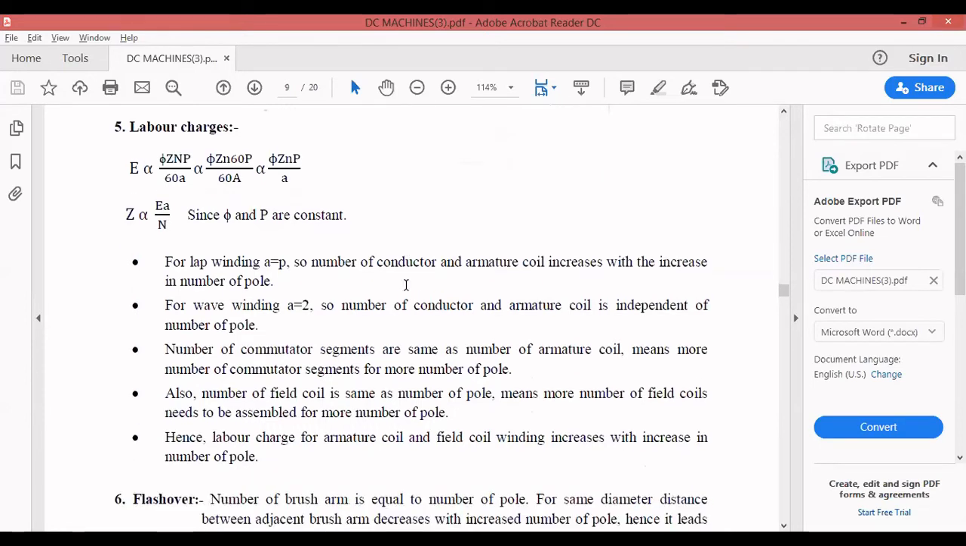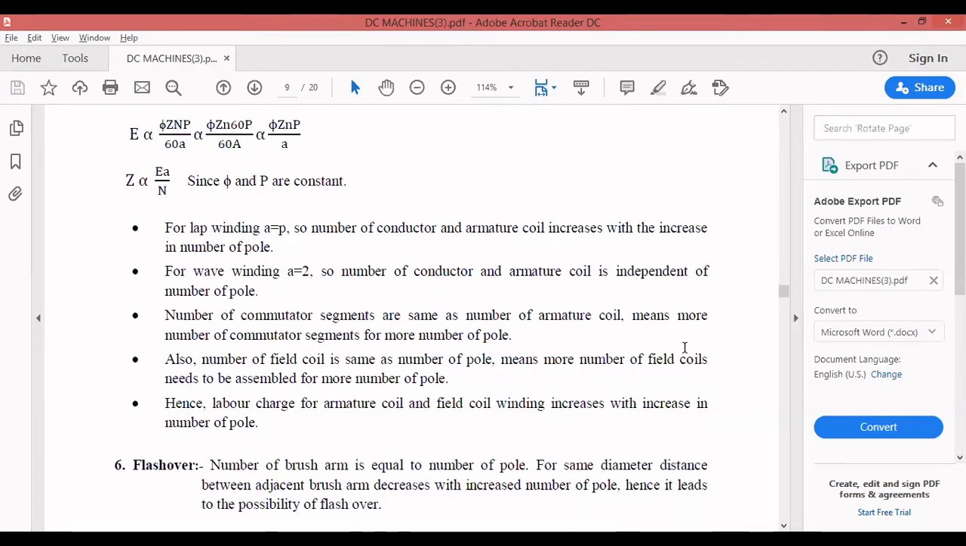Now, for a lap winding, A is equal to P. Everyone knows for lap winding, the number of parallel paths is equal to the number of poles. So the number of conductors in the armature coil increases with increasing number of poles. For wave winding, A is equal to 2. Everyone knows the parallel path A is equal to 2. So the number of conductors in the armature coil is independent of the poles. Whatever conductors are going to be placed in the armature coil is independent of the poles.